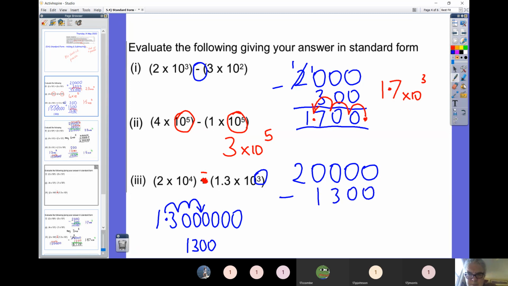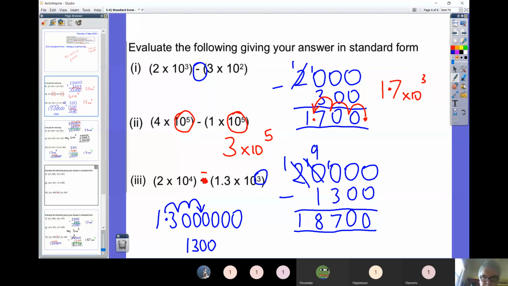Set them up nicely in columns. Naught take away naught is naught. Naught take away naught is naught. Lots of borrowing now. That 1 gives us a 10. Borrow from that, 10 becomes a 9. 10 take away 3 is 7. 9 take away 1 is 8. And 1 take away nothing is 1. So just make sure you can remember how just to take away in column format. So our final answer's got to be 18,700, but again in standard form.